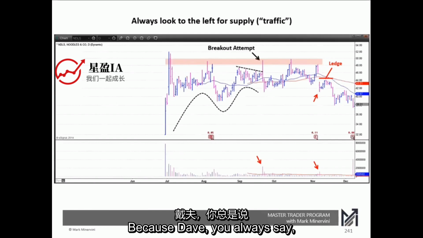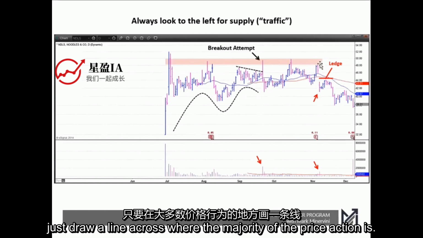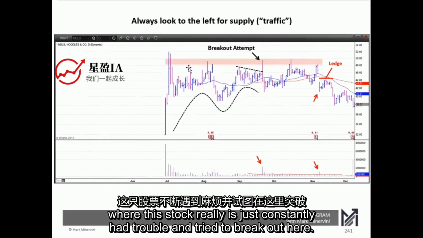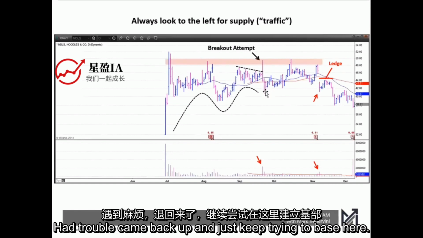Because again, Dave, you always say, just draw a line across where the majority of the price action is. This is a perfect example where this stock really has just constantly had trouble. It tried to break out here, had trouble, came back up, and just kept trying to base here.